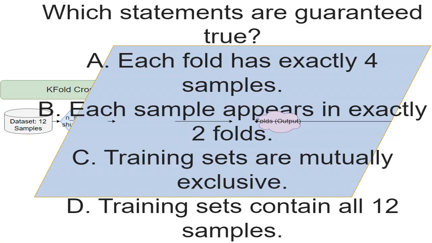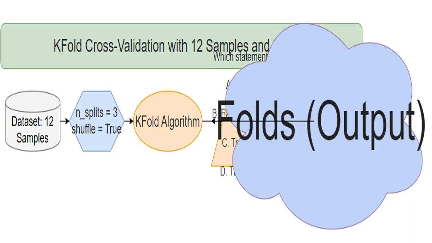This is the core question. Which of the 4 statements will always be true given my data and settings? Let's analyze each statement carefully and see what guarantees we can make. The result of applying the KFold algorithm is a set of folds, which are the different ways my data is split into training and testing sets during cross-validation.